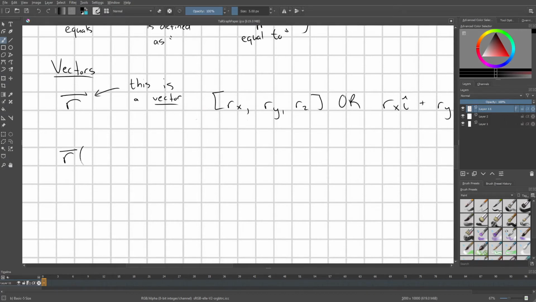My vector could be a function of another variable. So r could be a function of t still. And in this case, that would mean each of its components, Rx would be a function of time, Ry would be a function of time, and Rz would be a function of time.